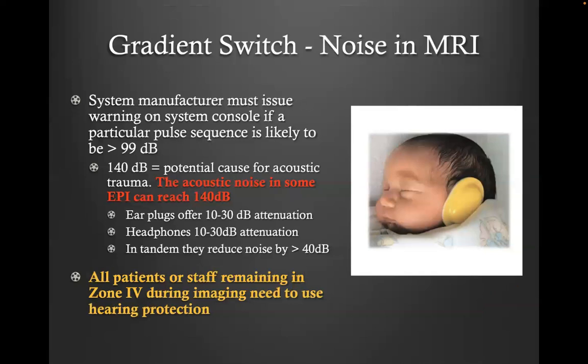So what do we do? Well, of course, you give them hearing protection. System manufacturers must issue warnings on the system console if a particular pulse sequence is likely to be beyond 99 dB. So 140 dB, as we said, is going to cause acoustic trauma. Earplugs can offer 10 to 30 dB attenuation, and headphones also offer 10 to 30 dB attenuation. In tandem, they can reduce noise by about 40 dB. So all patients, or staff who need to remain in Zone 4, which is the scanner room, during imaging, need to wear hearing protection.